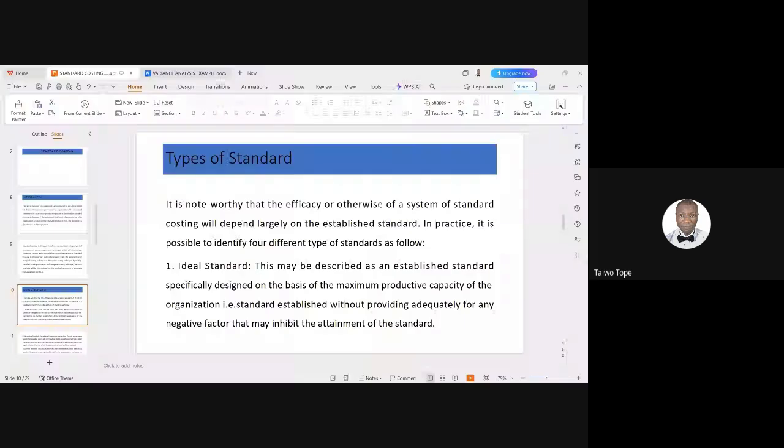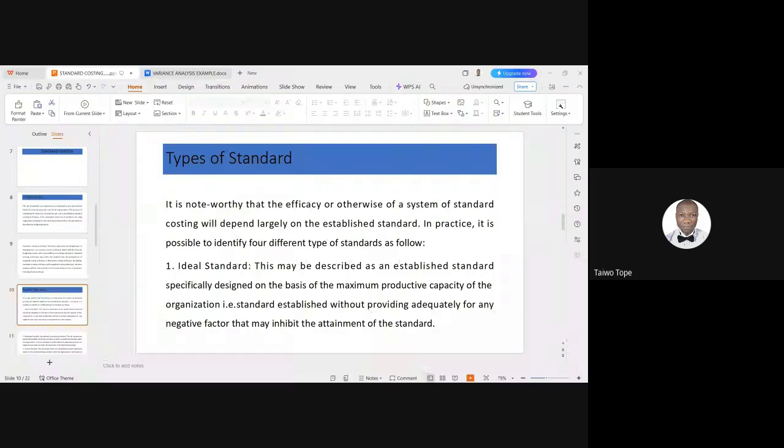So this ideal standard may be described as an established standard, specifically designed on the basis of maximum productive capacity of the organization. That is, you have the capacity to produce 100 units. The ideal standard is saying you must produce that 100 units. There is no room for excuse. There is power outage, there is machine breakdown. It does not give room for that.